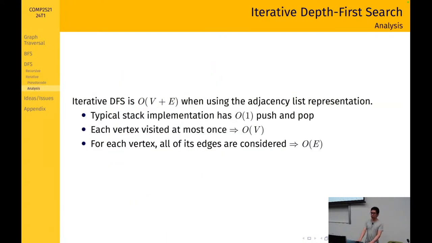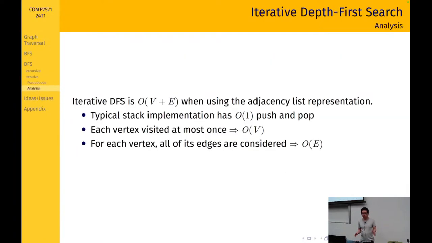Okay, so the analysis of iterative DFS is the same as BFS, right? So it's just O of V plus E because of similar reasons. The stack has O(1) push and pop, and each vertex is visited at most once. And also, for each vertex, all of its edges are considered. So in total across all the vertices, that's going to be big O of E. Okay, so that's iterative DFS.